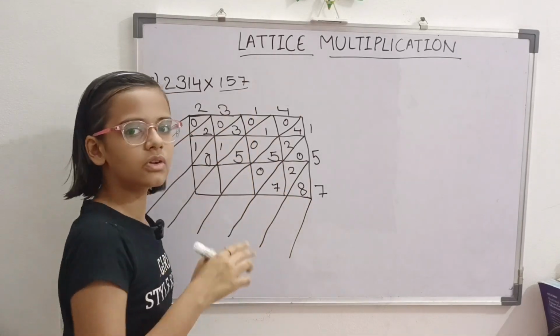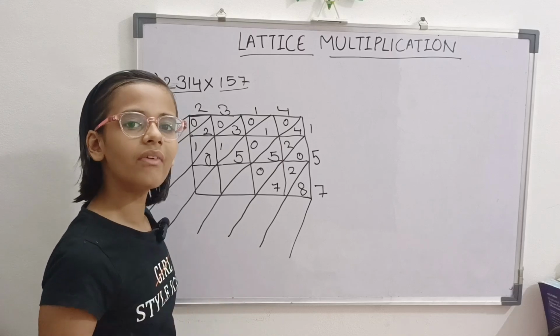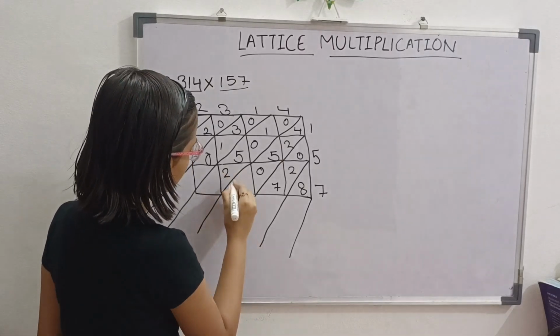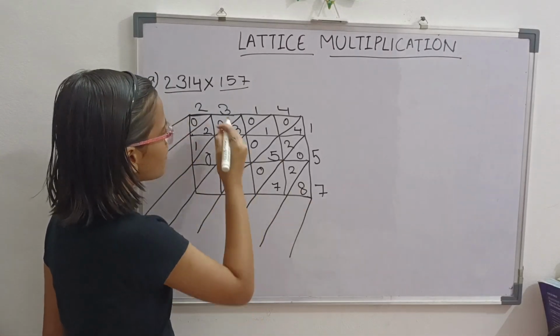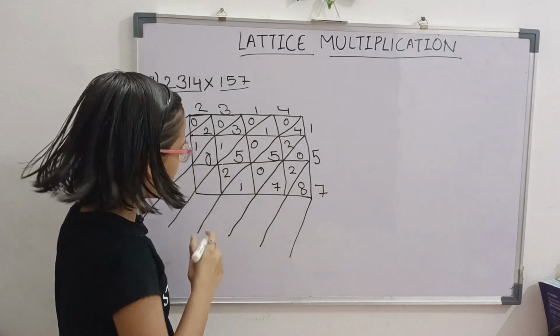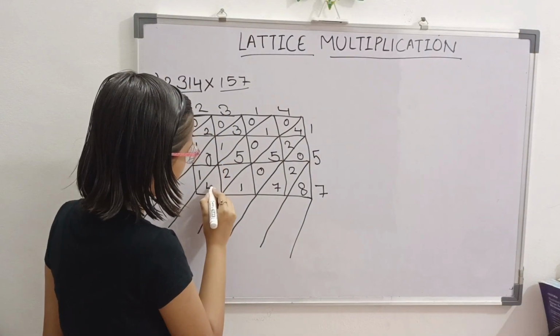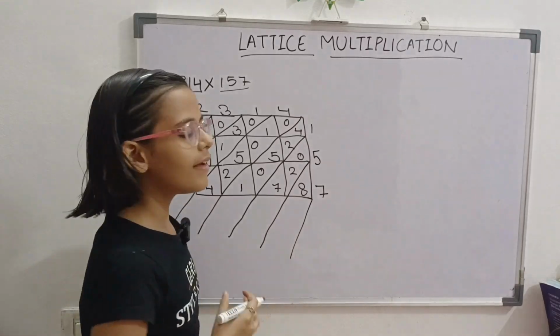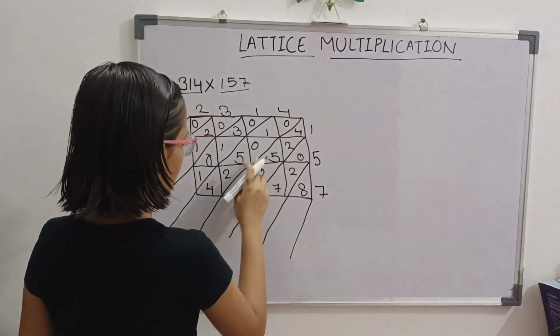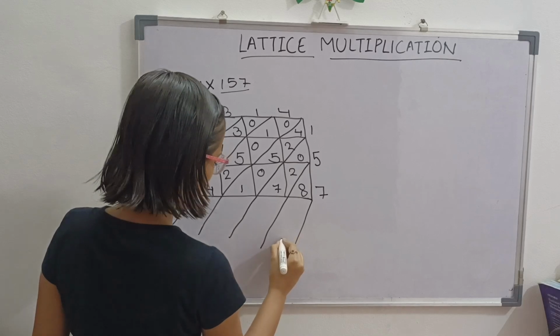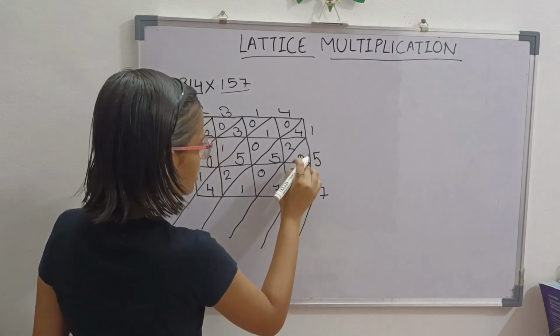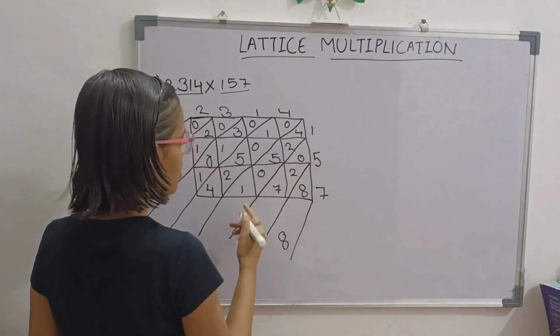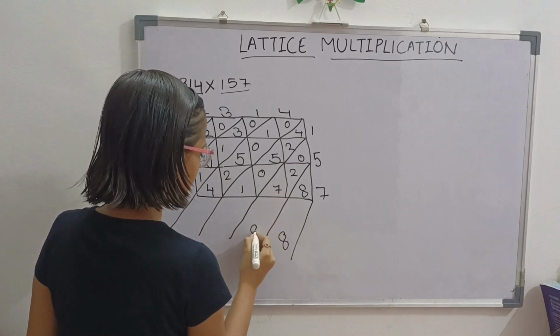7 ones are 7, 7 twos are 14, 7 threes are 21. So we'll write 2 here and 1 here. 7 ones are 7, 7 twos are 14. So we'll write 1 here and 4 here. Now we'll have to add all these numbers. 8 will come as it is, then 7 plus 2 plus 0 which equals 9.